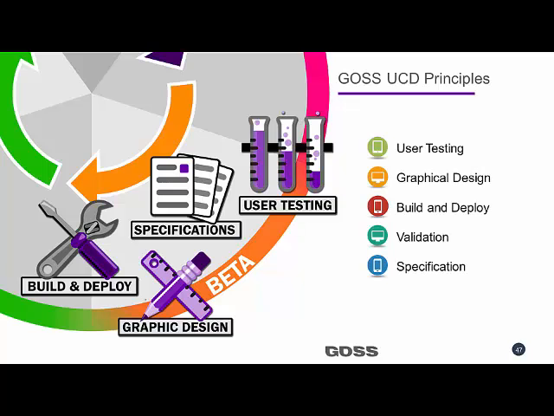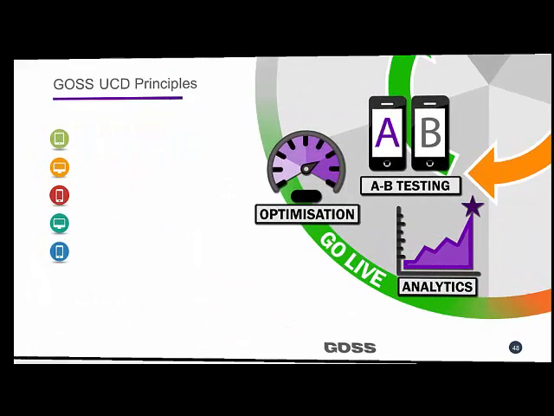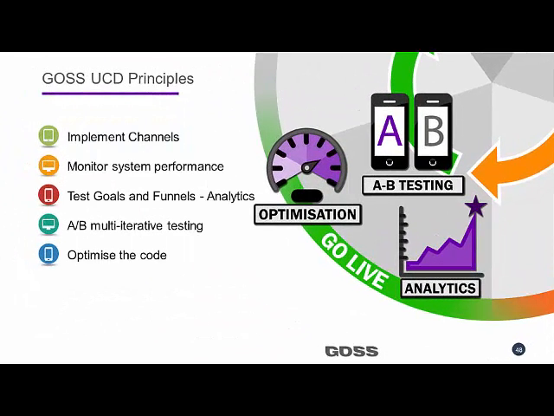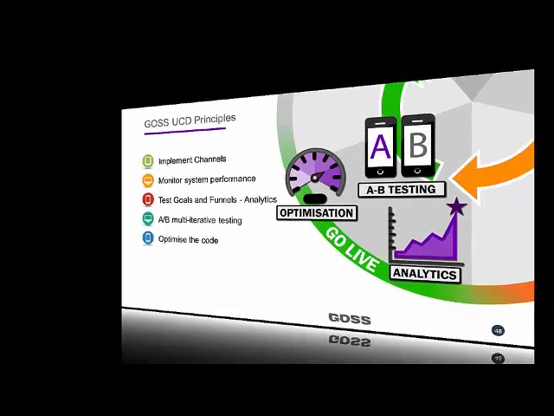Once the user testing stage is over and the wireframes have been signed off, we move on to the graphical design stage. Then the website is built, it's validated, and a specification is written, which is tested at the end of the project. Once this is done, we implement the channels, we monitor the system performance, and we test goals and funnels with analytics.